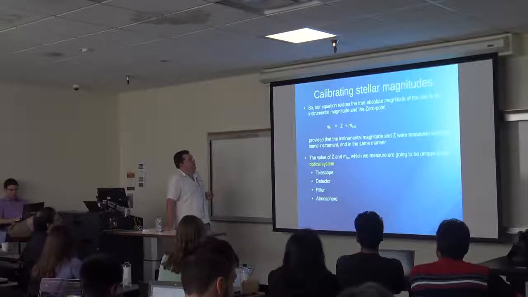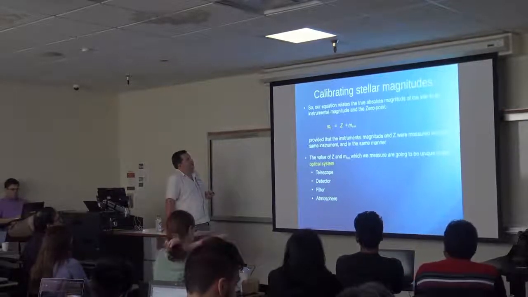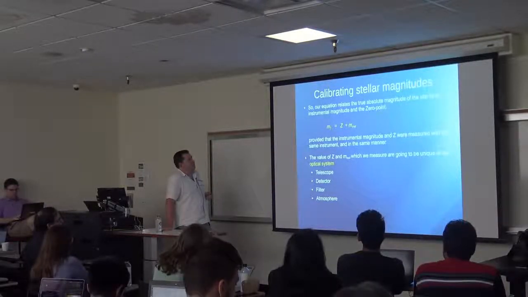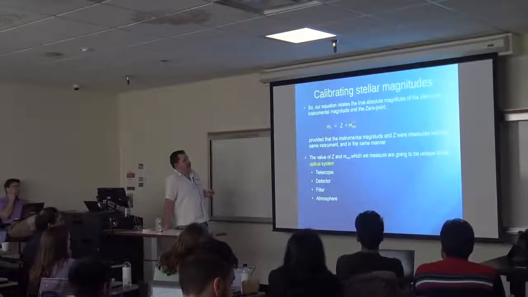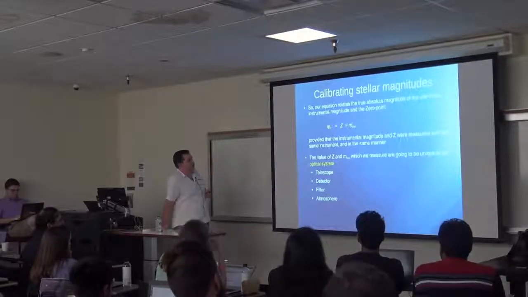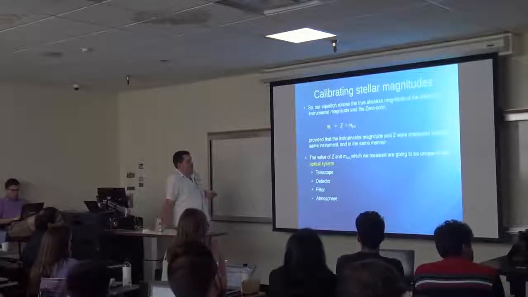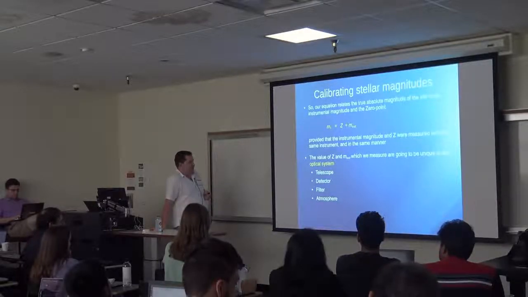So I have this equation that I had two slides ago, where the magnitude of my star is given by the 0 point and the instrumental magnitude. This is true assuming that the instrumental magnitude and the 0 point were measured with the same instrument and in the same manner. And these are going to vary for any particular object and based on our particular optical system. By optical system, I mean everything involved in the collection of photons. A telescope, for example. Some telescopes are bigger than others, and some telescopes have clean mirrors and some have dirty mirrors.